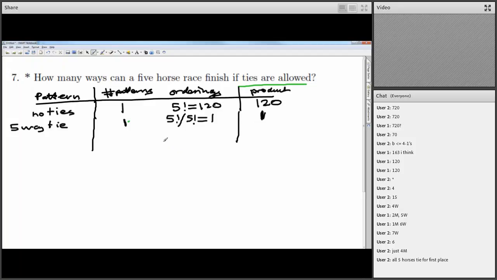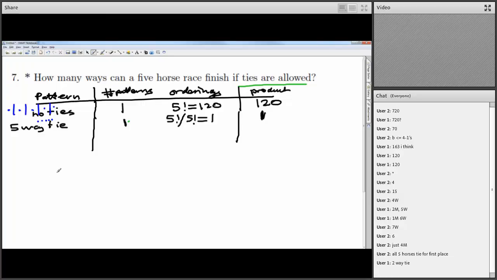What other options are there? Let's put the patterns down. No ties would be that sort of pattern. A 5-way tie would be all of them coming in together at the same time. Any other patterns you can think of? Something in between a no tie and a 5-way tie? This is the harder part because you have to try to think of something. So a two-way tie.